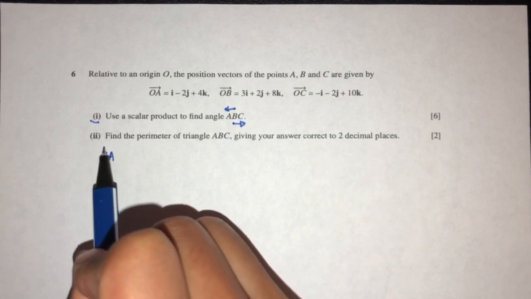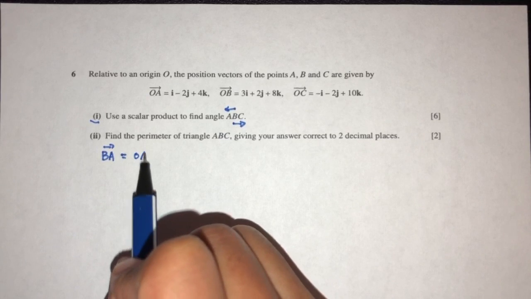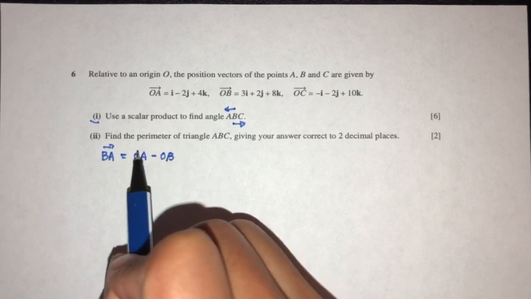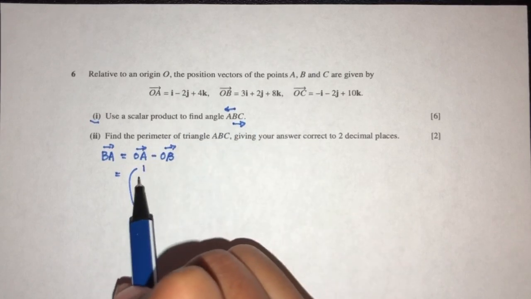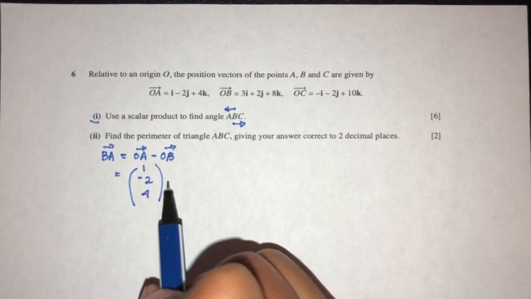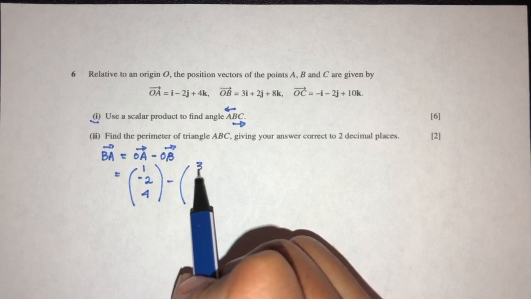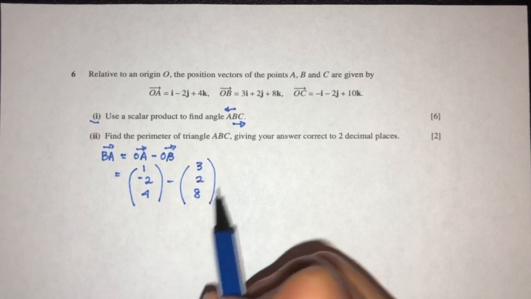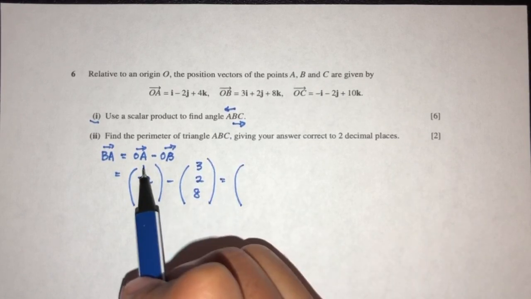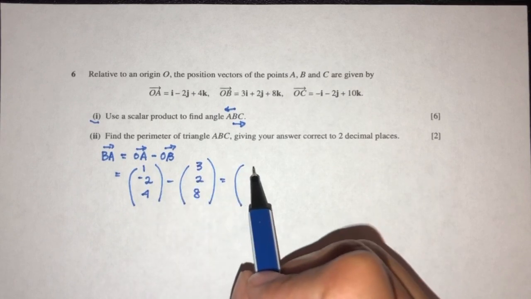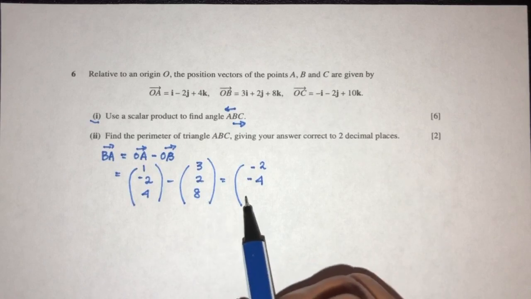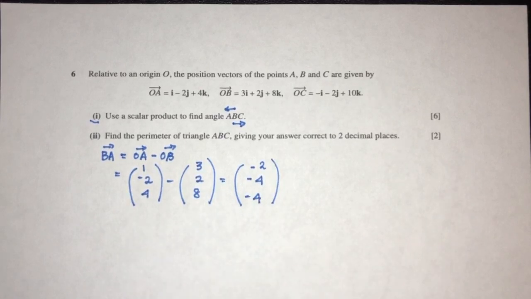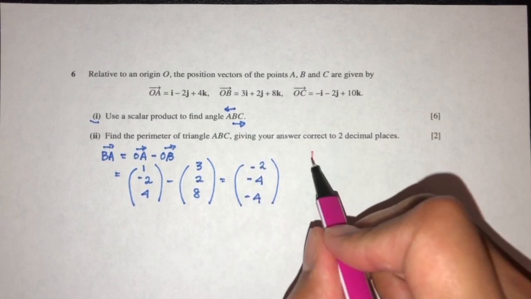Find BA, which is simply OA minus OB. Right? OA is given to you by 1, minus 2, 4. OB is given to you by 3, 2, 8. So 1 minus 3 is minus 2. Minus 2 minus 3 is minus 4. 4 minus 8 is minus 4. That is BA.